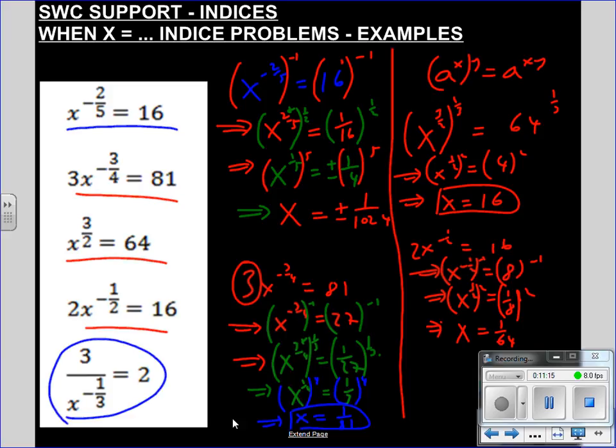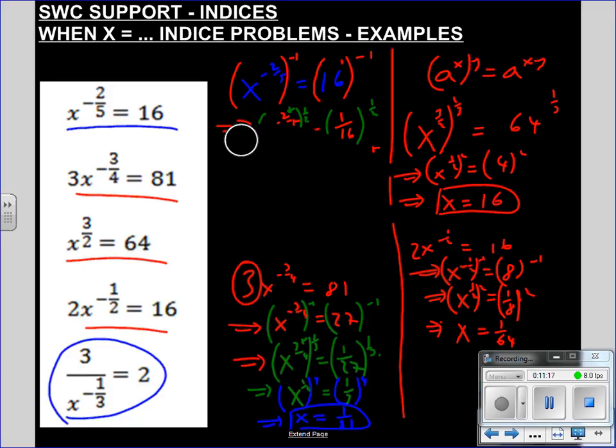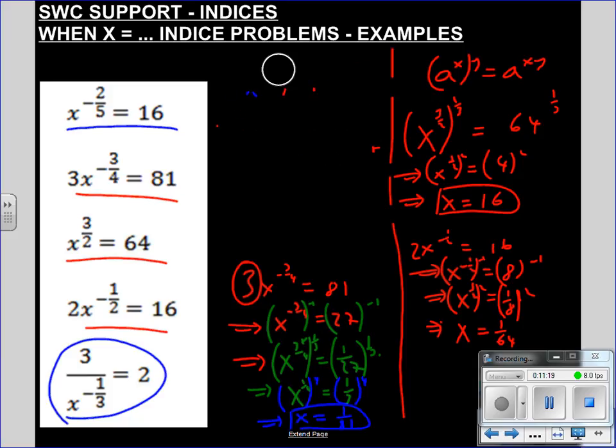I'll rub out this first one now. Okay, cool. So, rubbing out the first one, 3 over x to the minus a third equals 2. How are we going to deal with that? Well, remember our power stuff. 3 by itself is the same as 3x to the 0.